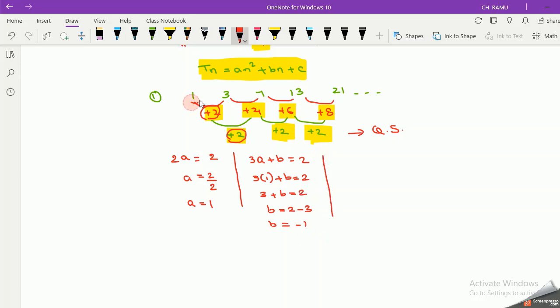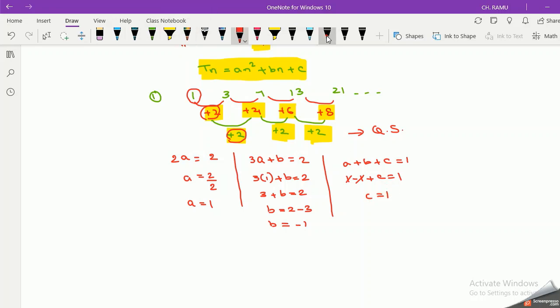And the first term of the sequence, whatever it may be, should be equal to a plus b plus c, which should be equal to 1. Now substitute the values. a value 1, b value minus 1, plus c is equal to 1. Minus and plus cancel, c is equal to 1.